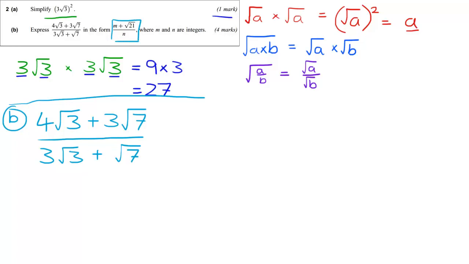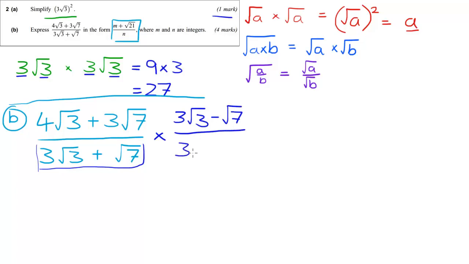So what we're going to do is times this by what we have on the bottom here, but we're going to change the sign in the middle. So we're going to times it by 3 root 3 minus root 7 over 3 root 3 minus root 7. We don't change the value of it because we times by something over the same thing. It stays the same value. We don't lose anything there. So let's just times this out, and hopefully you'll see in a minute why this works.